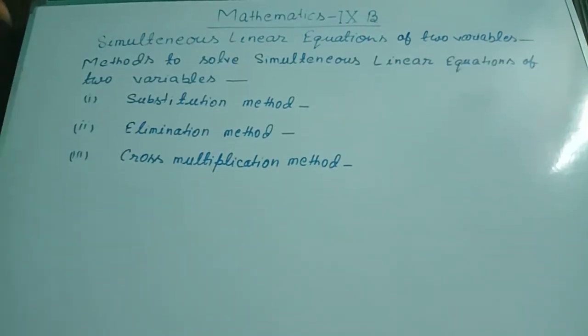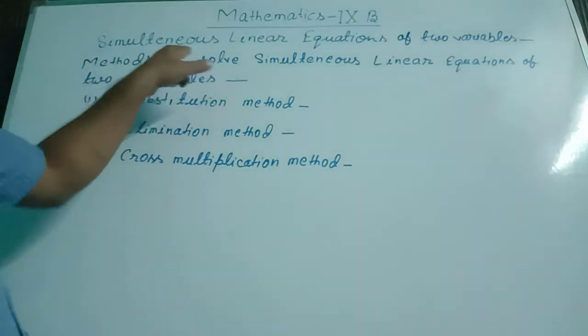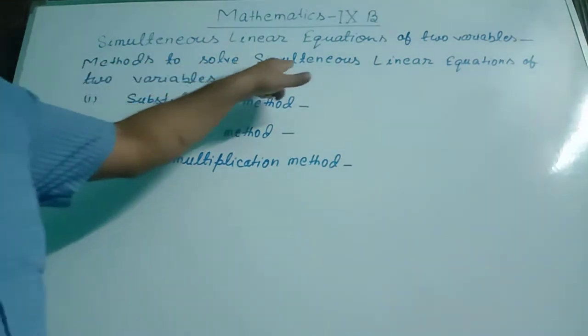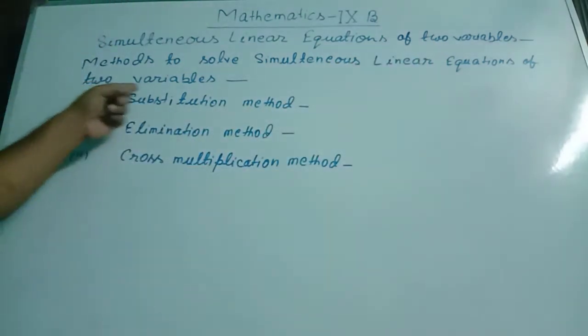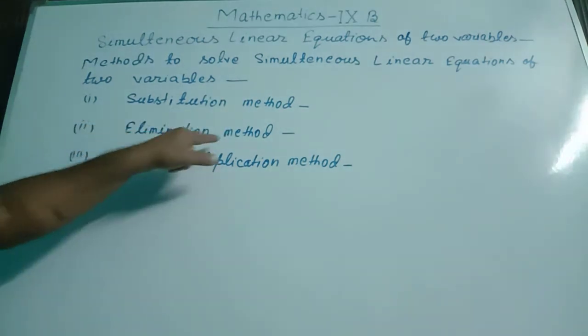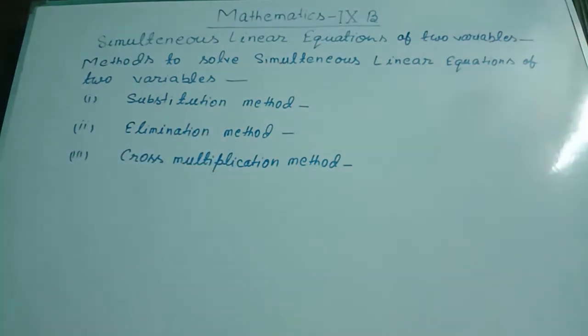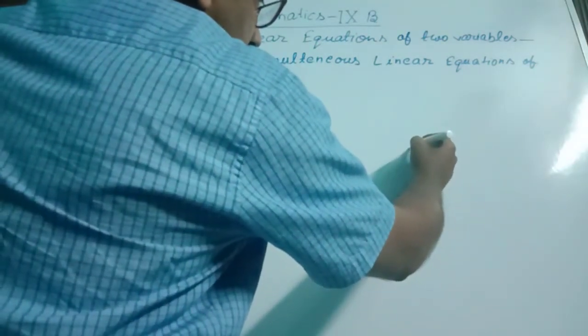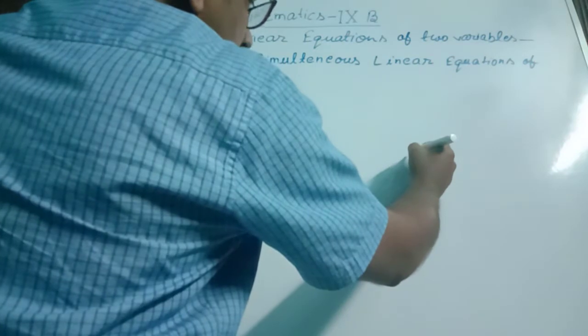Now in the next topic we see methods to solve simultaneous linear equations of two variables. There are three methods to solve simultaneous linear equations of two variables. First is the substitution method, second is the elimination method, and third is the cross multiplication method. Before starting these methods, I want to recall one graph work that we had done from the linear equation of one variable.